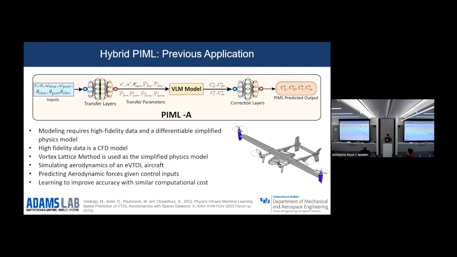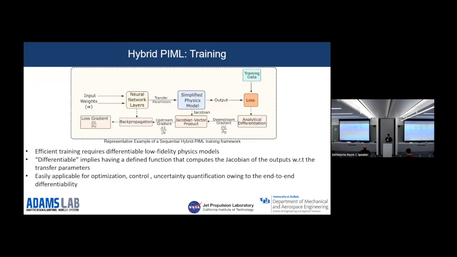Okay, so let me explain that in a bit more detail. Perhaps too much detail, but the parallel to the last graph here is that on the top left, where you have inputs and weights, those go into your neural network layers, and you're predicting transfer parameters. And so those are your input parameters to a reduced order model, right?